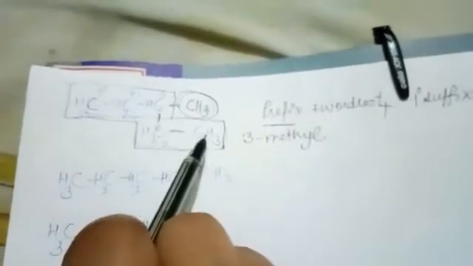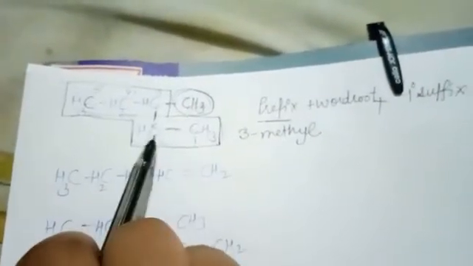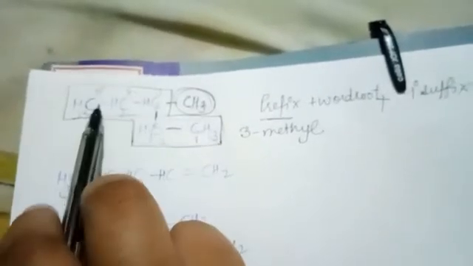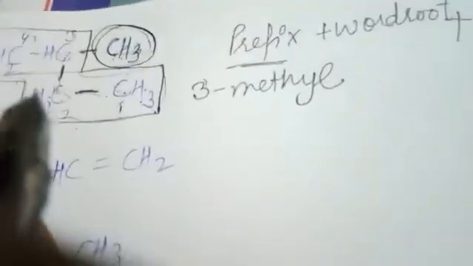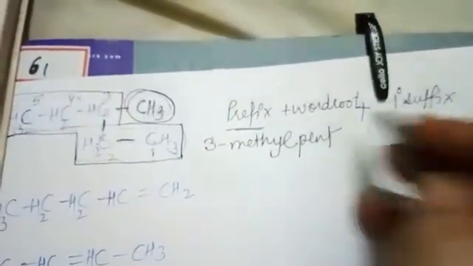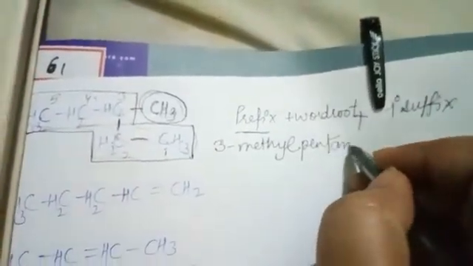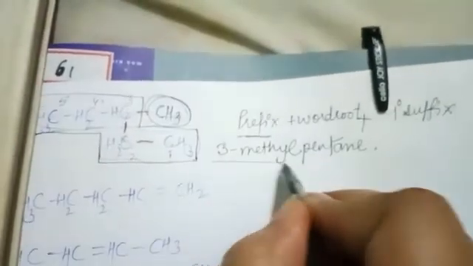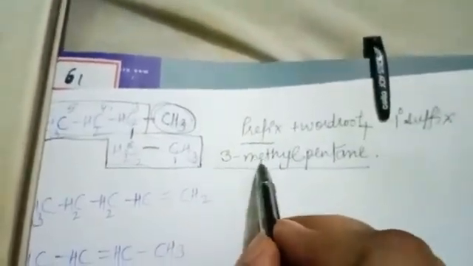Then the word root. How many carbons in the main chain? 1, 2, 3, 4, 5. For 5 carbon atoms, the word root is pent. Now, as there is no carbon-carbon multiple bond, the primary suffix becomes ane. So it is pentane. So this is the complete name of the molecule, 3-methyl pentane. Okay. Now come to the next compound.